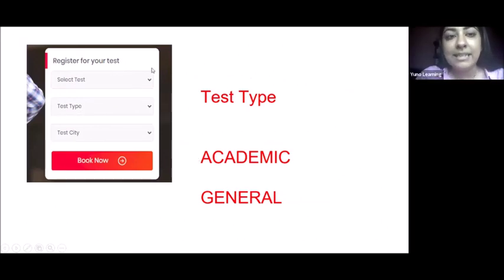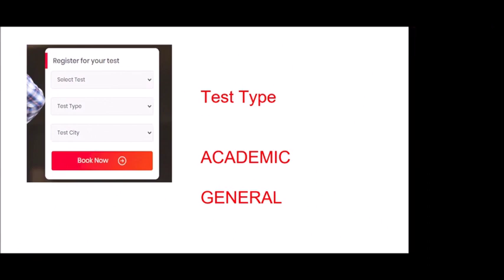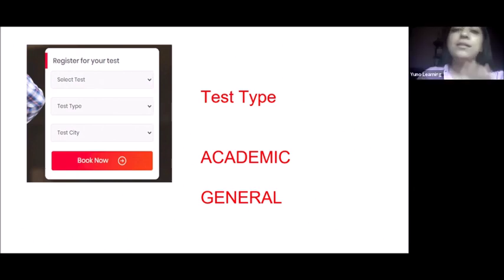Now, select test means obviously it's going to be the IELTS test that you're going to select. It'll have two options. What two options will it have? One is the computer-based IELTS test, and the second is the pen and paper IELTS test. Both of these tests are similar. What is the difference? Obviously, one is on a digital platform and the other uses pen and paper.